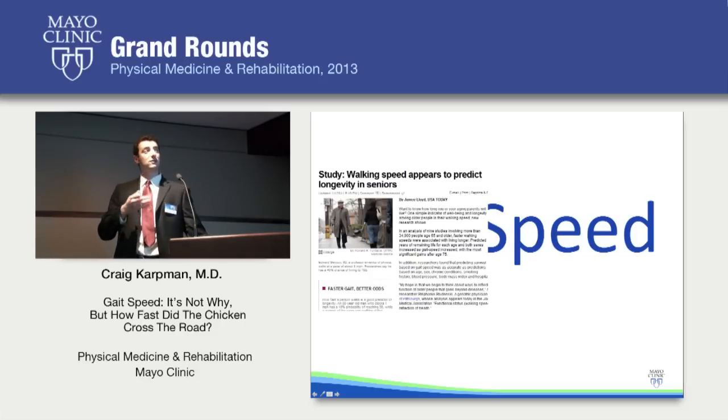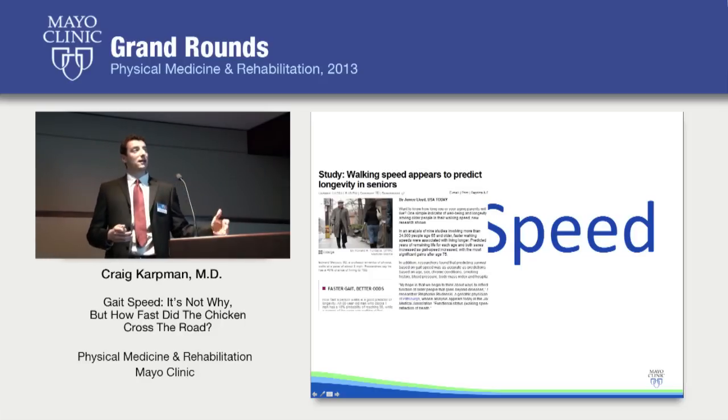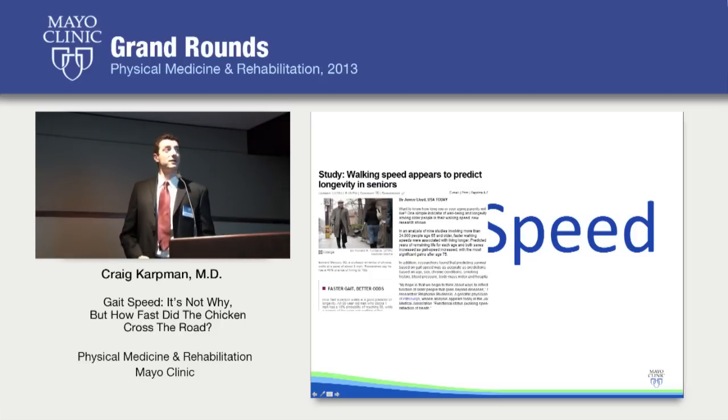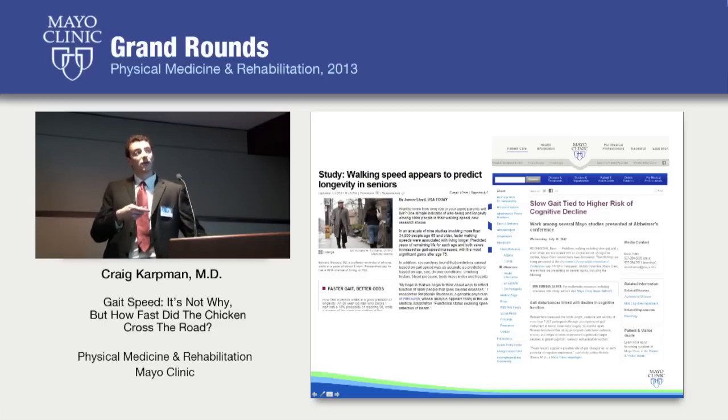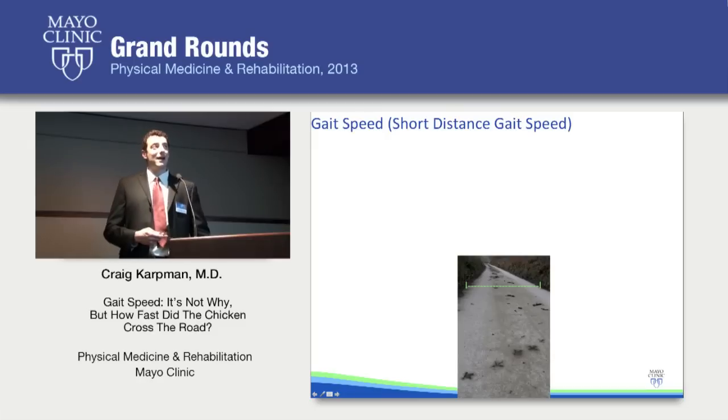Some of you may have heard about gait speed in the past. It has been out in the news back in 2011, and this article from USA Today. There was an internet article about a year or so ago from a group here working on gait speed and Alzheimer's disease. So this has been out there.